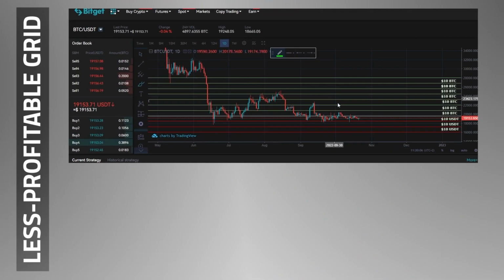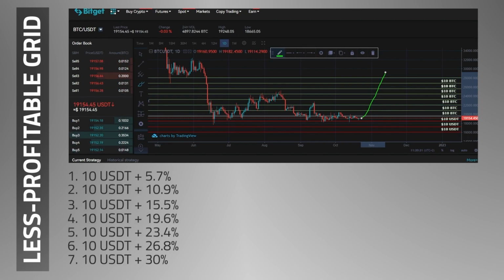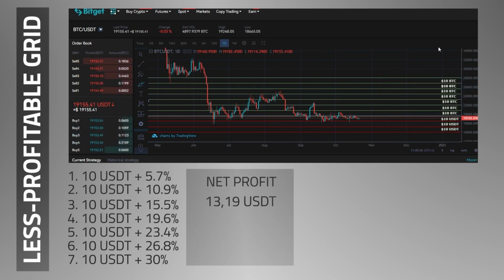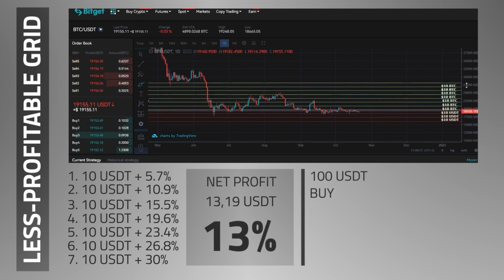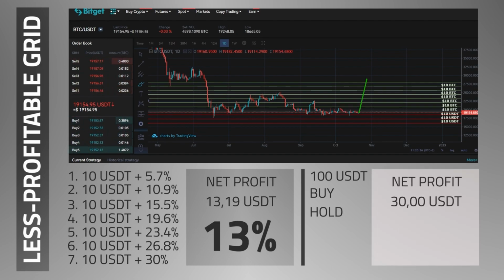However, grid trading can be less profitable as well. Now let's imagine a scenario where the price of the asset you trade starts rising without too much pullback and goes straight to the top grid line. The first unit will close around 5%, the second at 10%, and so on, with the last $10 unit closing at 30%. If you do the math, the total net profit would be around 13% in this case. On the other hand, if you just bought BTC with $100 and the price went up from here like this, you would be at 30% profit with just simply opening a trade at the right time and holding.